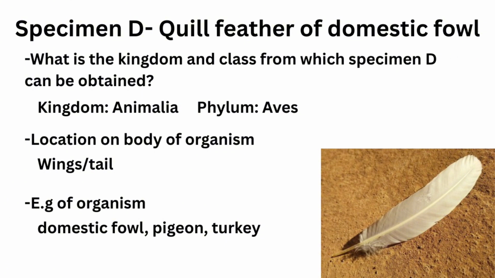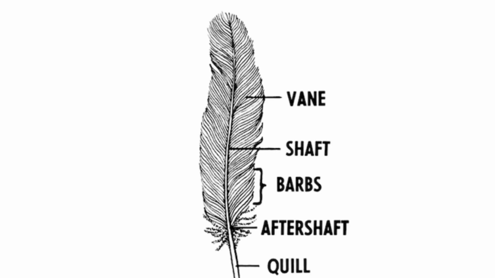Now you look at the location on the body of organisms. It can be found on the wings or the tail of the bird or the domestic fowl. An example of organisms that is associated with this specimen, we have the domestic fowl, the pigeon, the turkey, and so on. You might also be asked to draw the specimen.